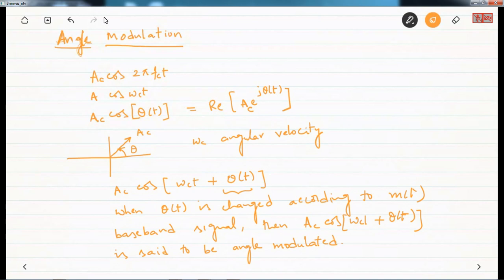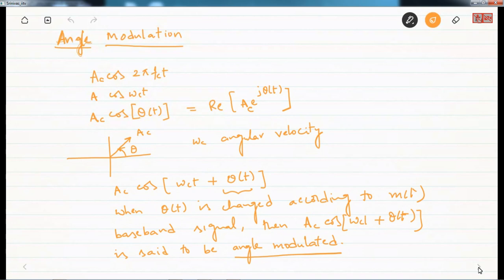Okay. So in angle modulation, you will better understand when we exactly define what is frequency modulation and what is phase modulation, which we are going to do in the very next one. So angle modulation can be thought of as two things.